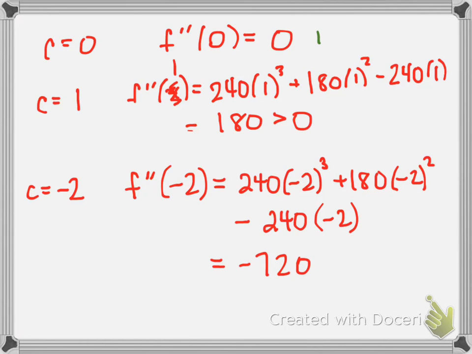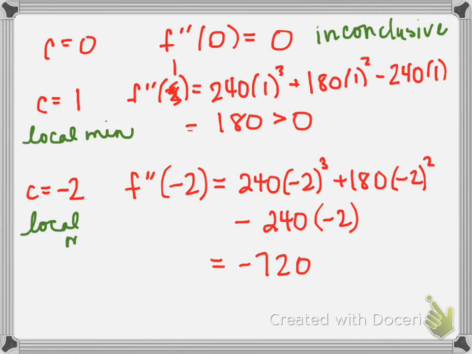So now we use the second derivative test. At c equals 0, this is inconclusive. And actually the first derivative test gave us more information here. At c equals 1, we have a positive second derivative, so that tells us we have a local minimum. And at c equals negative 2, we have a negative second derivative, so that tells us we have a local maximum.